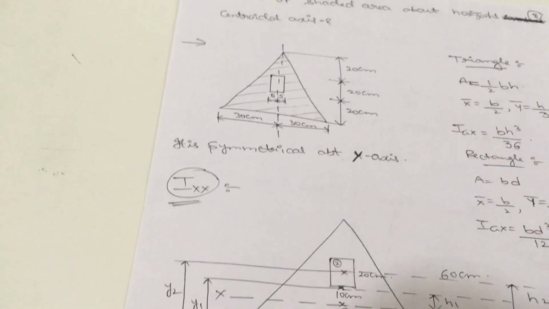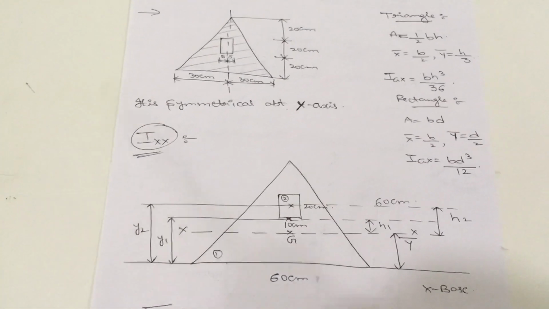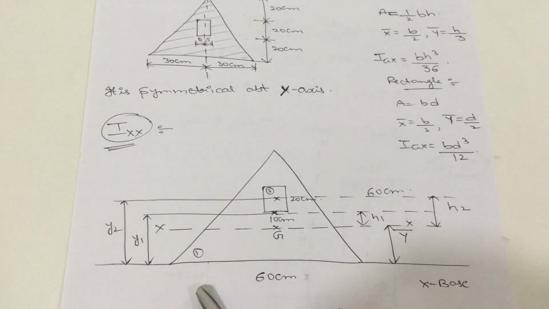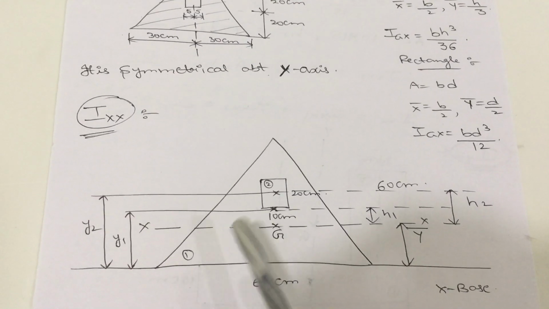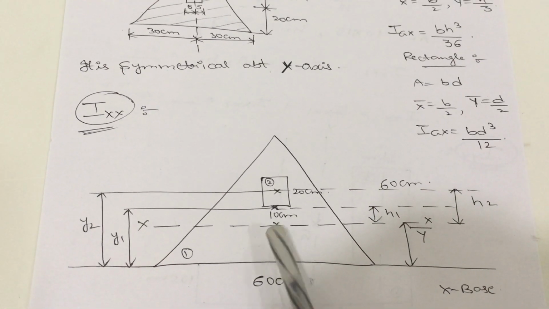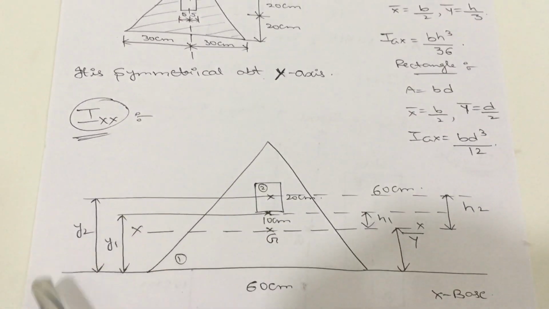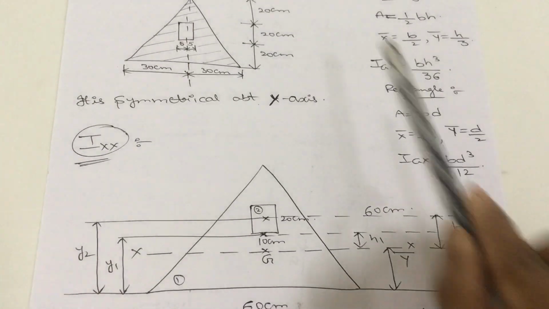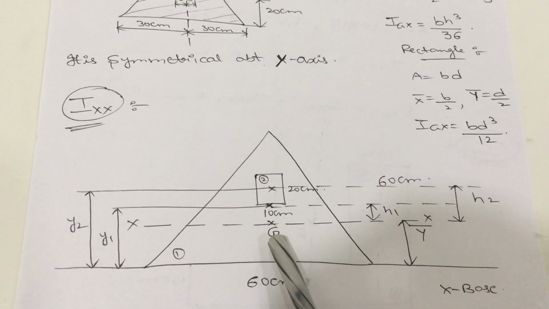Next, here we will see the Ixx calculation. Once again project the diagram. Here locate the centroid points for the second section and for the first section, and locate the centroid for the complete section. So mark it as a G point.